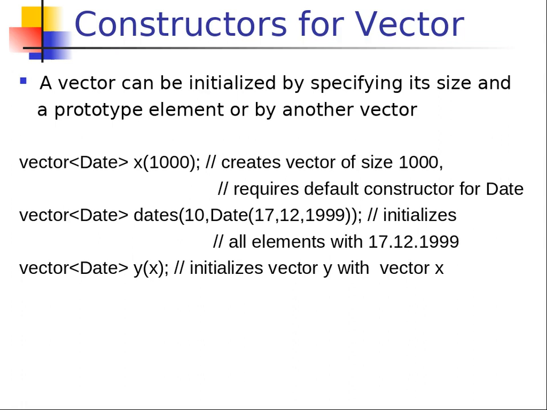So for vector, the first one creates 1,000 of them using the default constructor. The second one creates 10 of them, where you pass in basically the template of the instance you want copied to each one. And the last one initializes one vector y with vector x. It does a deep copy, just like we've been doing the whole time.